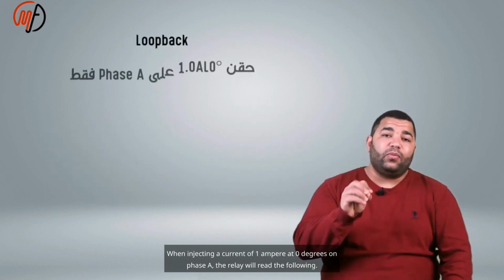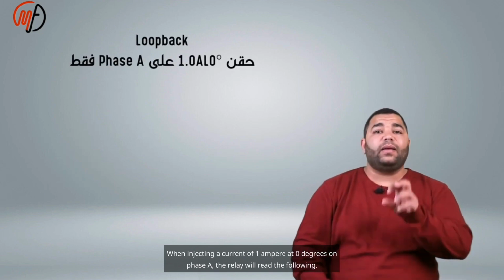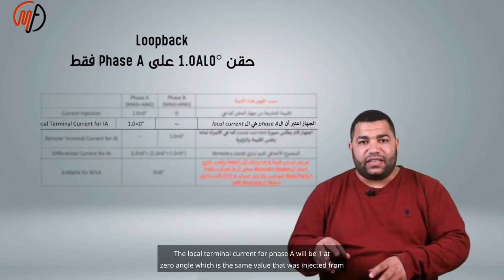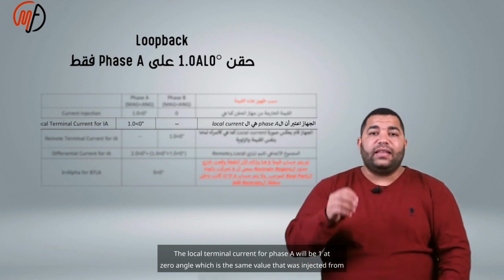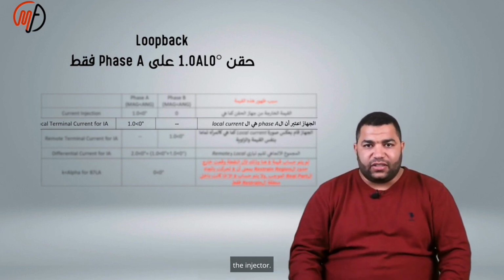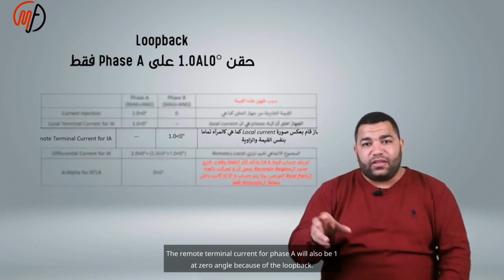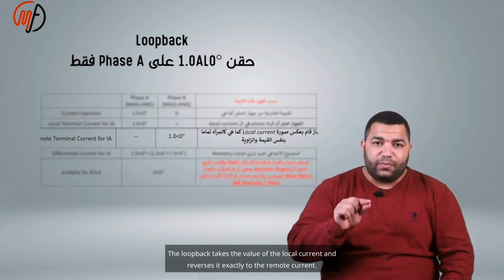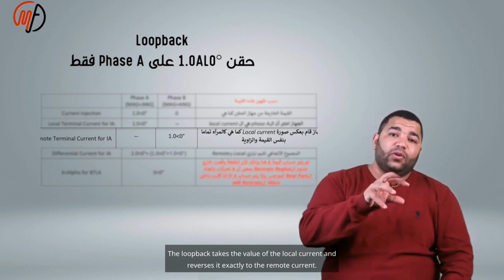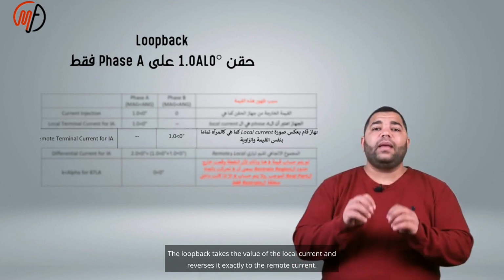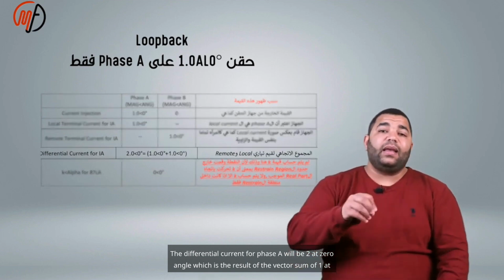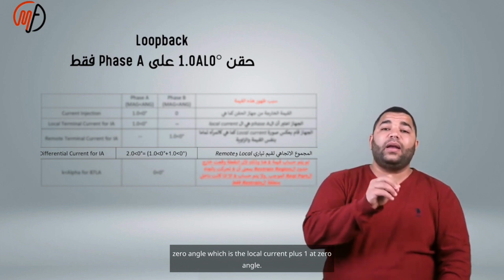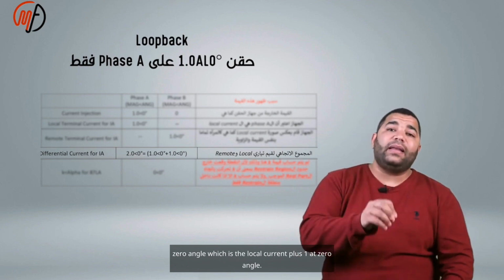When injecting a current of 1 ampere at 0 degrees on phase A, the relay will read the following. The local terminal current for phase A will be 1 at 0 angle, which is the same value that was injected from the injector. The remote terminal current for phase A will also be 1 at 0 angle because of the loopback. The loopback takes the value of the local current and reverses it exactly to the remote current. The differential current for phase A will be 2 at 0 angle, which is the result of the vector sum of 1 at 0 angle, the local current, plus 1 at 0 angle.